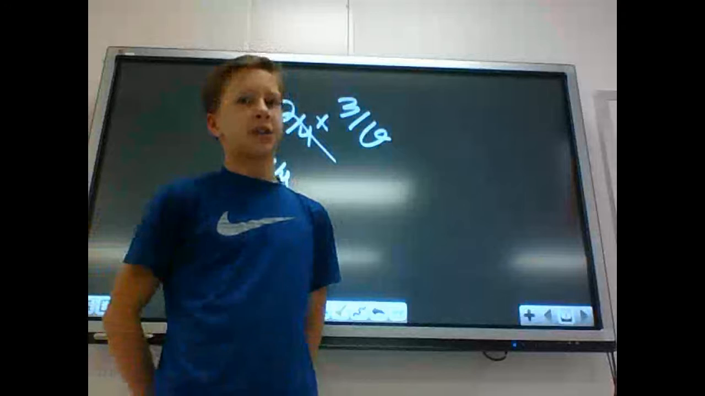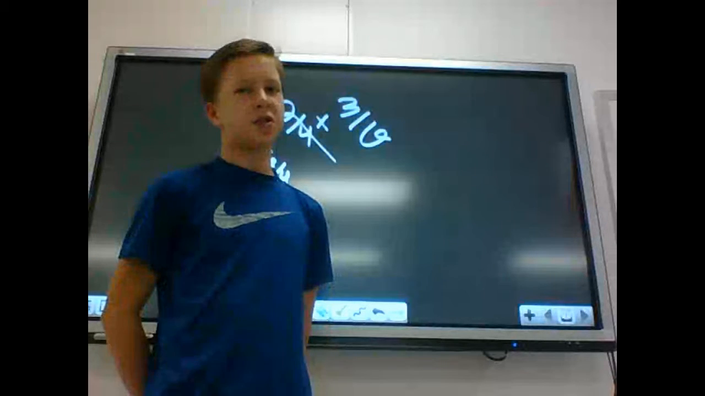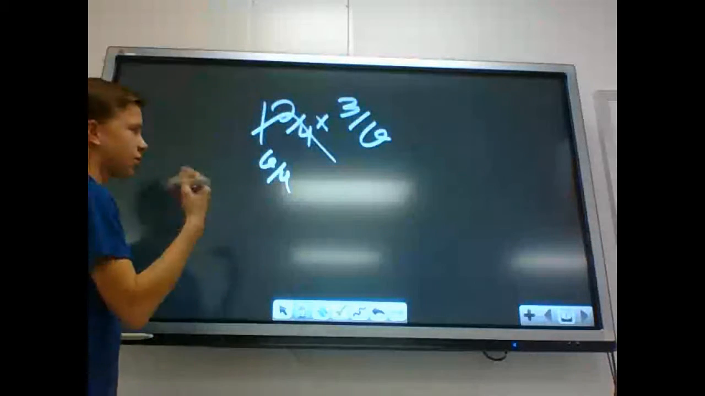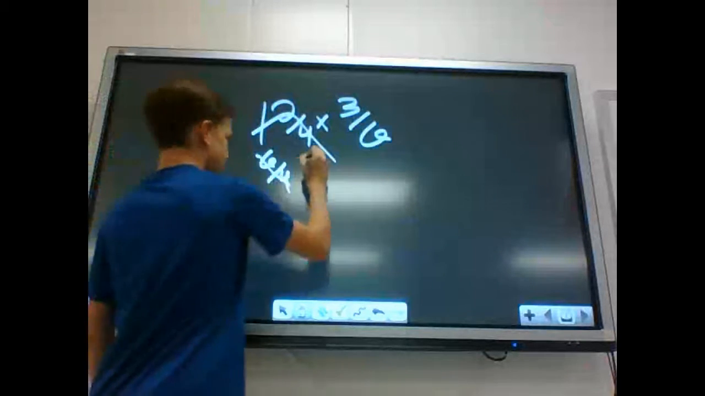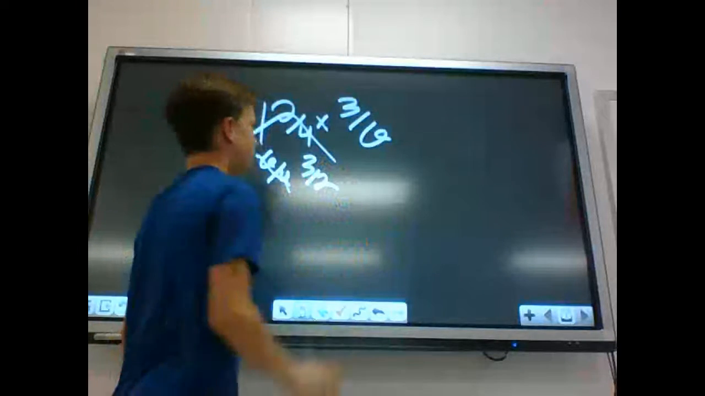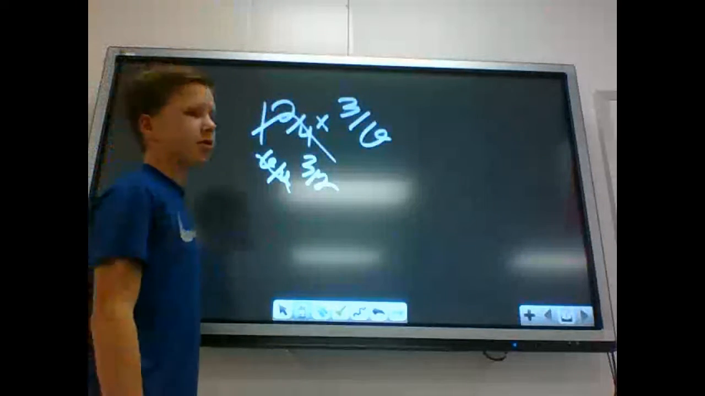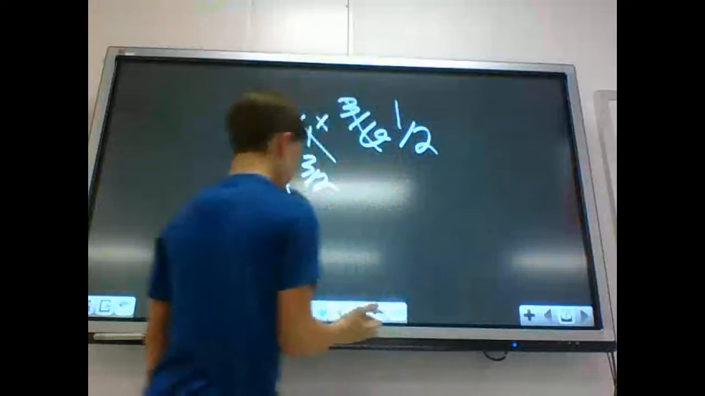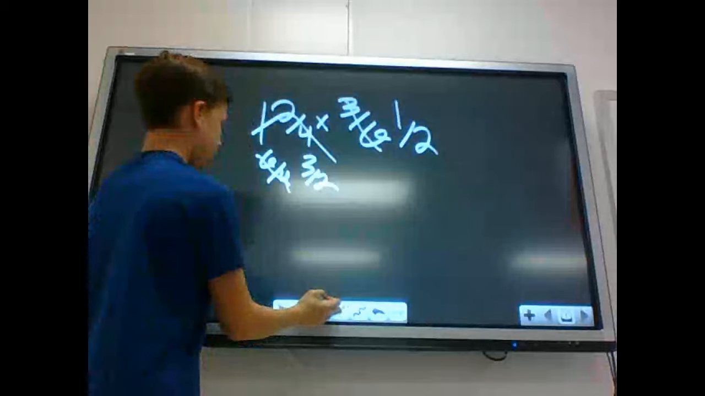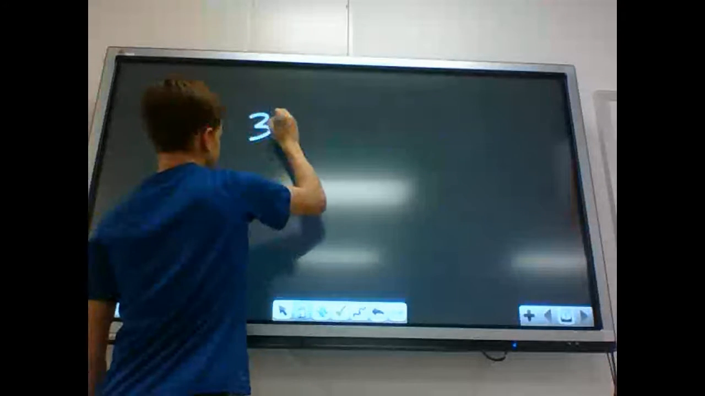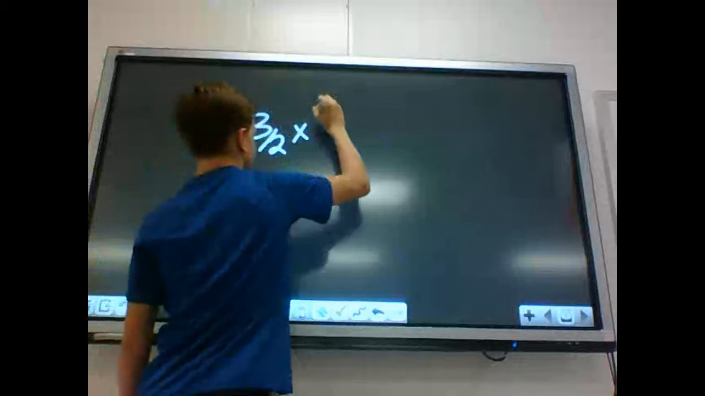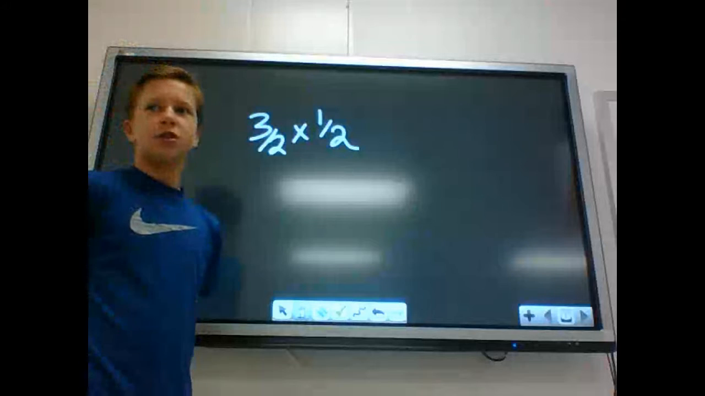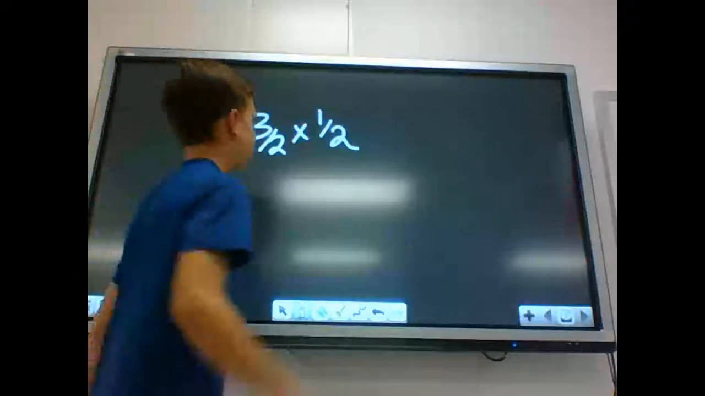Second, you see if the fractions can be simplified. If they can, you simplify them. This can be simplified to 3 over 2. And that can be simplified to 1/2. So now it would be 3 over 2 times 1/2. And then now you multiply the top number.